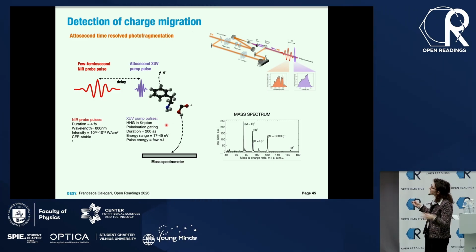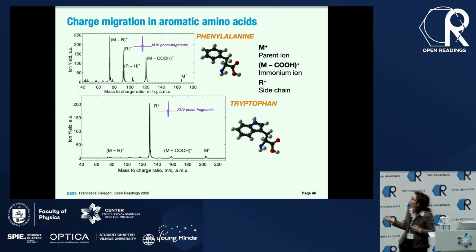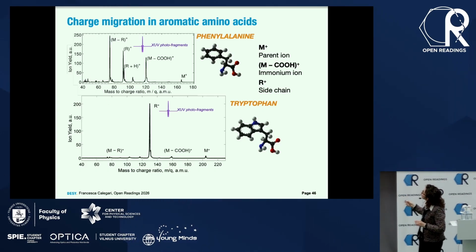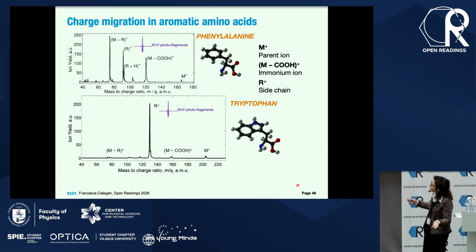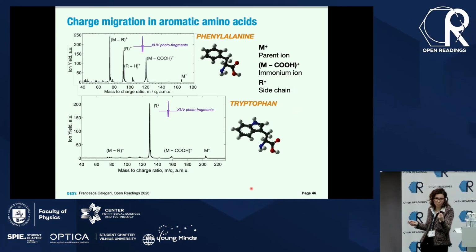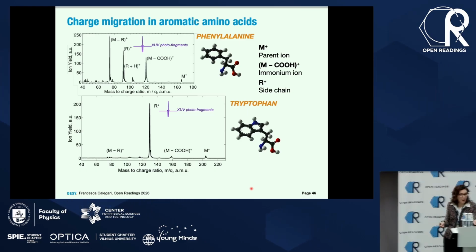And at that time, we did it by not looking at the photoelectrons directly, but by looking at the fragments that are produced out of the dissociation of the molecule, so the ions that are produced here, as a function of the delay between the two pulses. So you measure a mass spectrum, and you measure it as a function of the delay between the two pulses. And we did it both for phenylalanine and tryptophan, both aromatic amino acids. A lot of fragmentation is in the mass spectrum because as you ionize with XUV photons, as I said before, you destroy the molecule, you break it in many pieces.